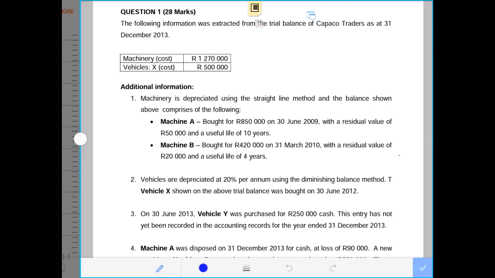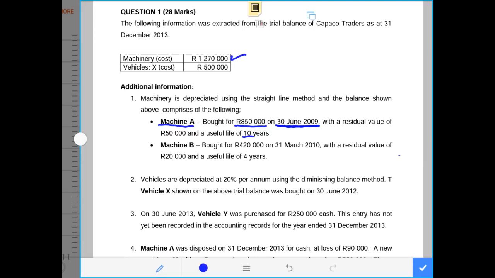Additional information says machinery is depreciated using the straight line method, and the balance shown above comprises the following. So now the balance of the machine of 1,270,000 includes machine A, which was bought at the cost of 850,000 on the 30th of June in the year 2009, with a residual value of 50,000 and a useful life of 10 years. So now we know that this machine was bought 6 months before the end of the year 2009.